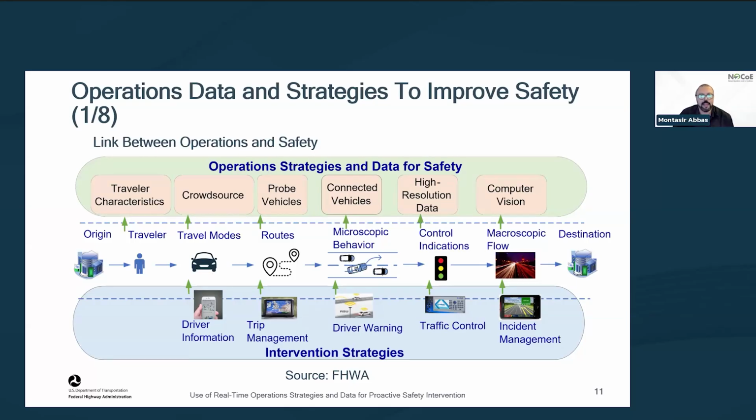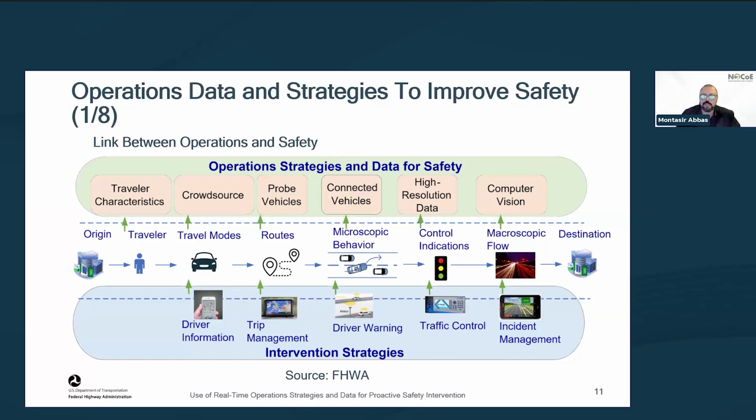Then we look at the microscopic behavior as the travelers are making those decisions, car following, lane changing, and so on. We could get data through connected vehicles, and then we could intervene through driver warning and so on so that we can prevent opportunities for crashes and so on. And then we go through traffic lights. So again, we could have high resolution data. And then we could intervene through traffic control strategies.